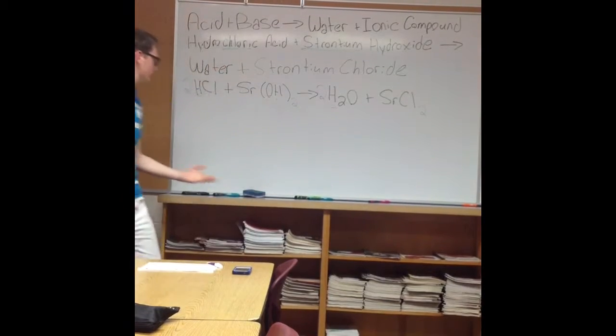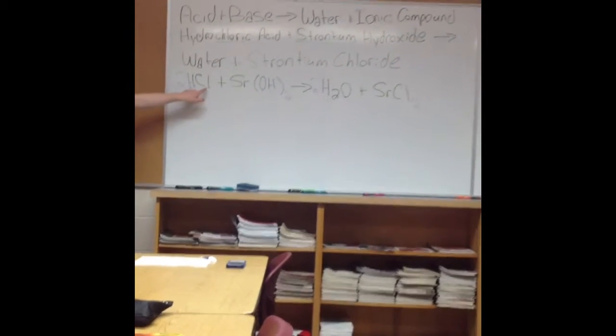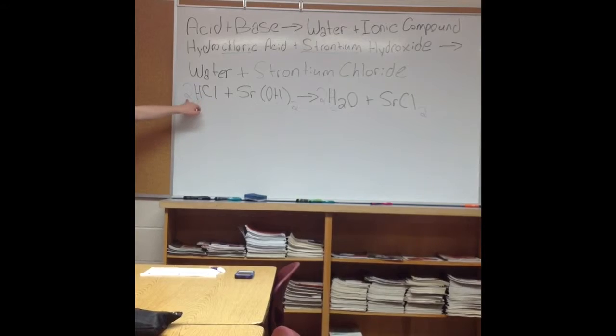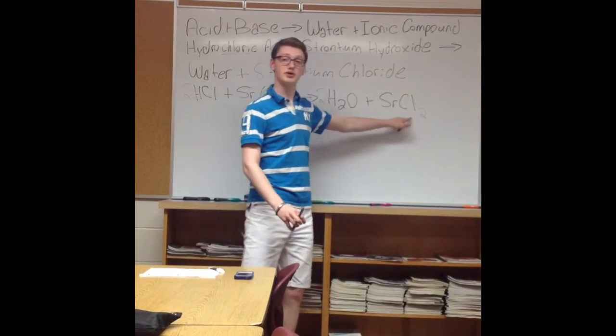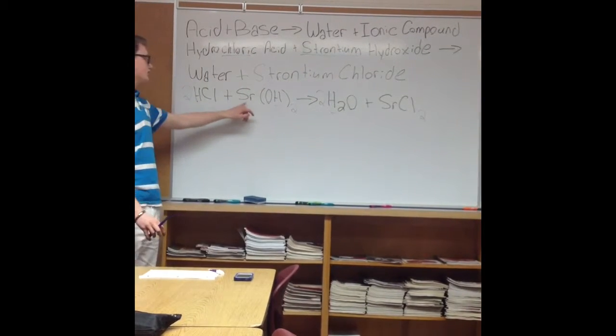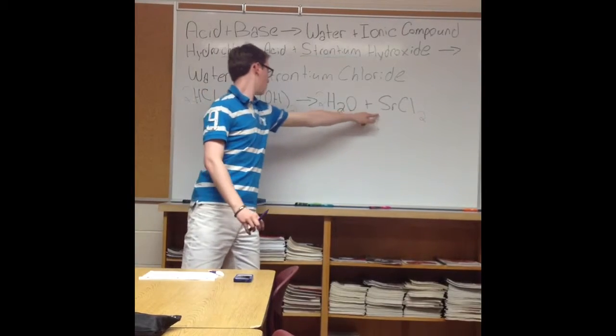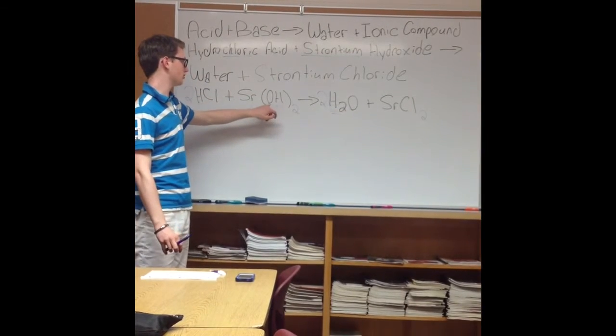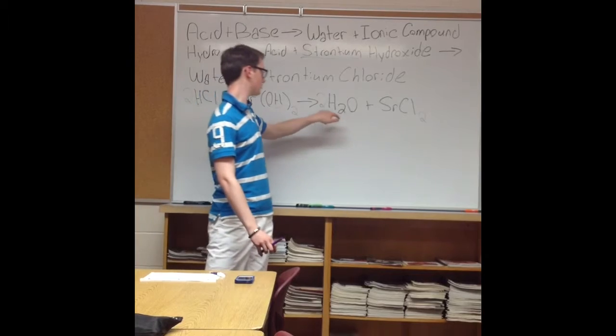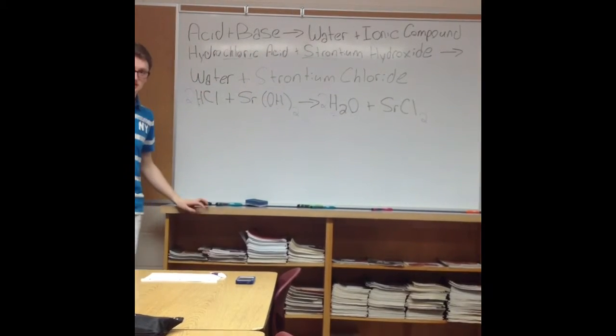So now you have equal hydrogen. Chlorine, you have 1 here, but now 2 because of the 2 there, and you have 2 here, so that's equal as well. Strontium, 1 and 1, and then oxygen. You have 2 here, and you have 2 here. So there's your balanced chemical equation.